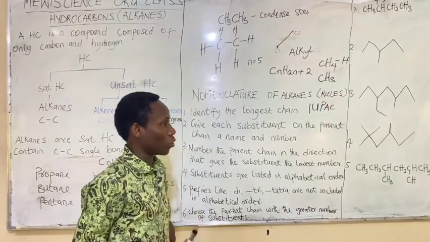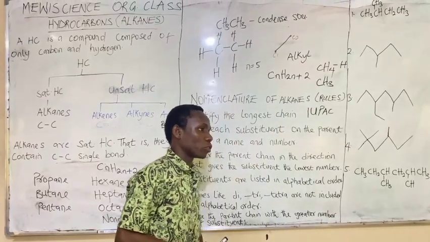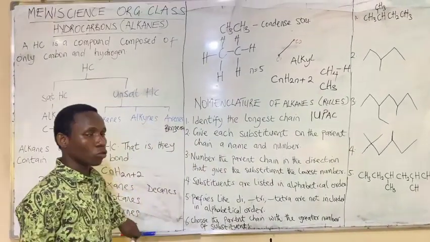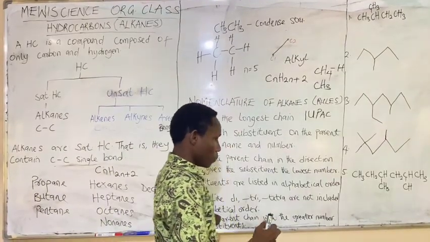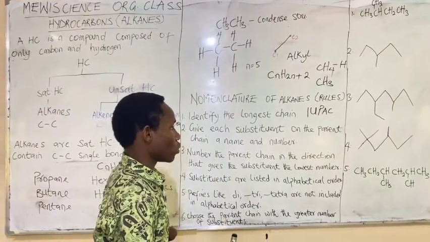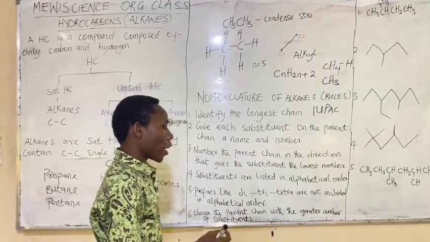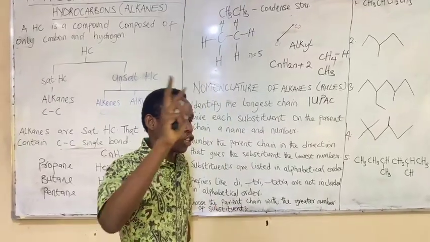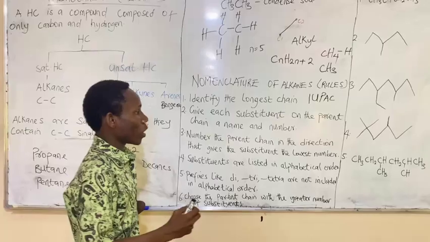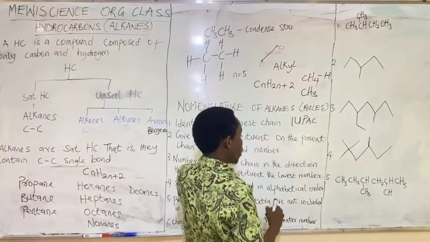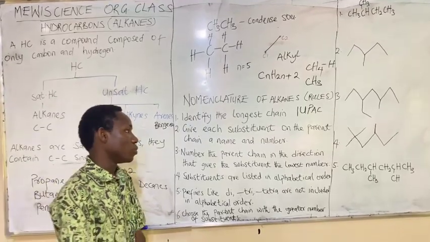IUPAC stands for International Union of Pure and Applied Chemistry. The International Union of Pure and Applied Chemistry came together to give procedures and rules that will be followed for a compound to be named. Why? So that there will be a generalized name for each compound all around the world. So that is why the IUPAC came up.